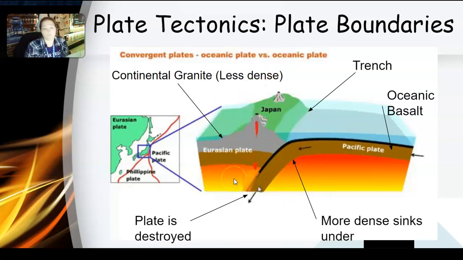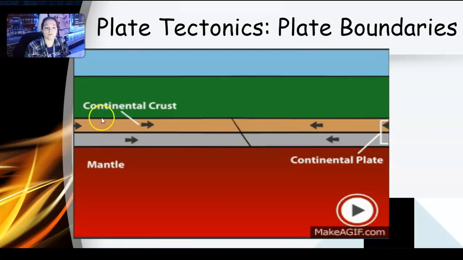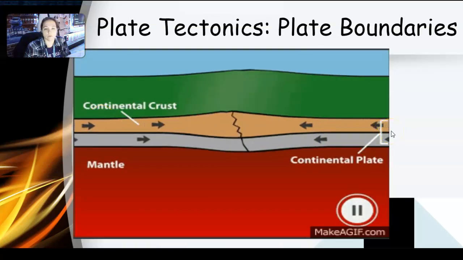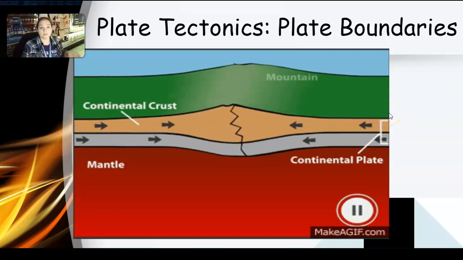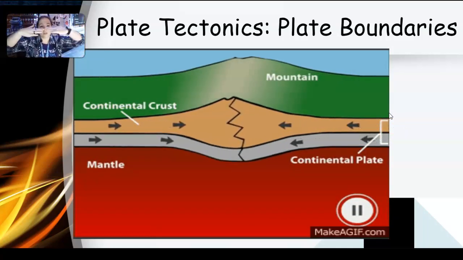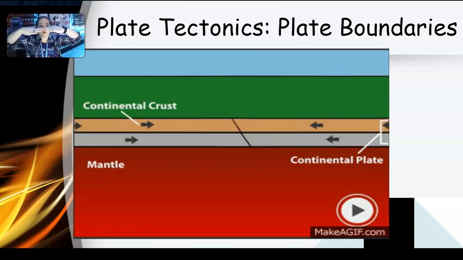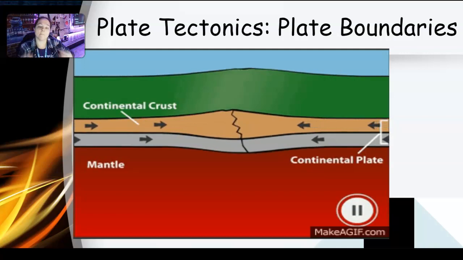And they form what I just said, island arcs, volcanoes. But what happens when you have continental versus continental? Well, they're the same density. So when they push together, there's nowhere to go but up. And when they go up, they form mountains.